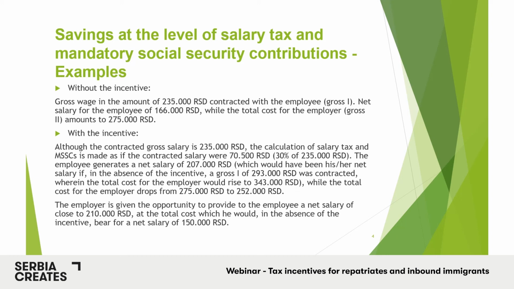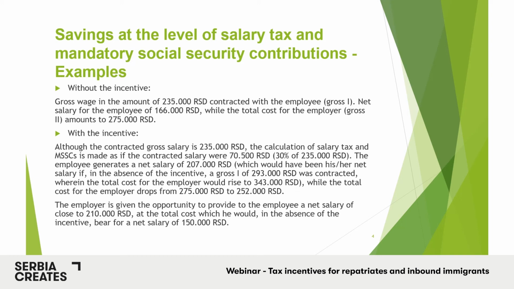Imagine that you offer, in previous circumstances where there has been no incentive in the past, a gross wage of 235,000 dinars to your employee. This is what we call gross one. The net salary which you would be able to provide under this gross salary would be 166,000. So by virtue of withholding the salary tax and mandatory social security contributions from the gross wage, he or she would be left with a net of 166,000 in case a gross salary of 235,000 was contracted.